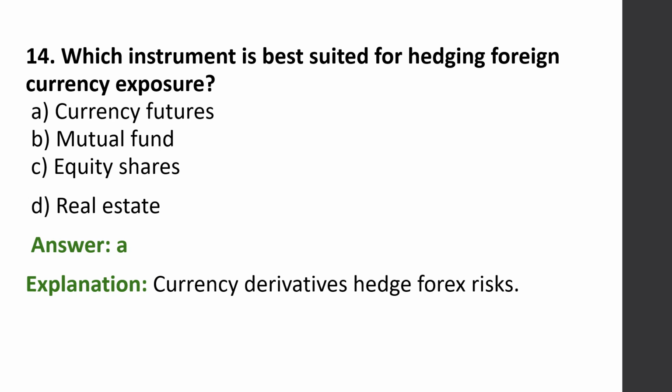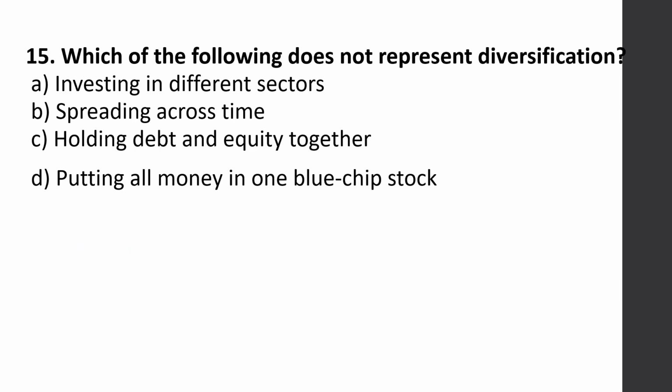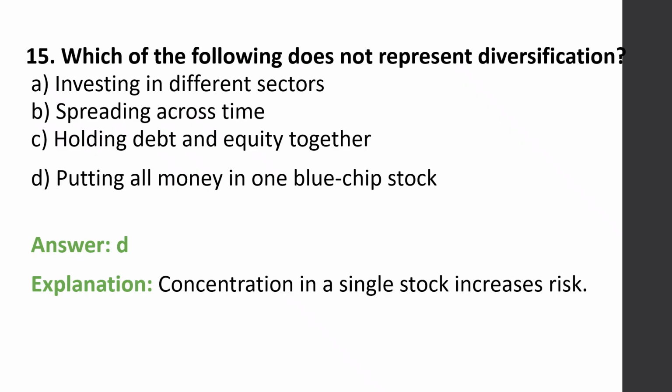Next question. Which of the following does not represent diversification? Option A, investing in different sectors. Option B, spreading across time. Option C, holding debt and equity together. And option D, putting all money in one blue chip stock. Correct answer is option D, putting all money in one blue chip stock. Concentration in a single stock increases risk.